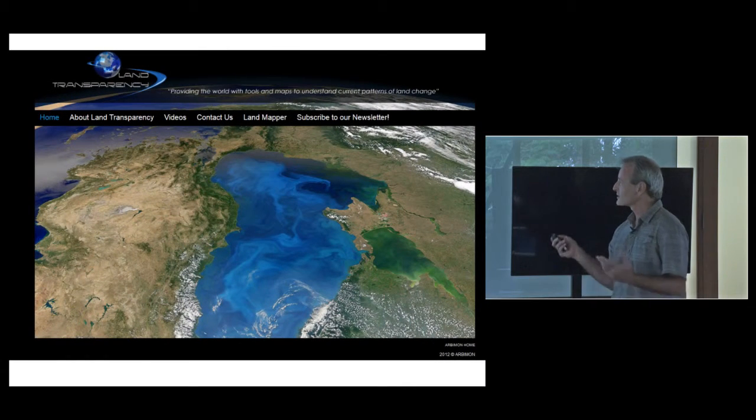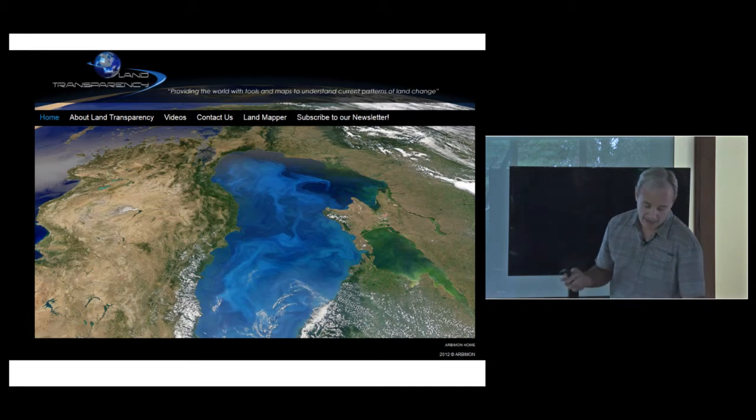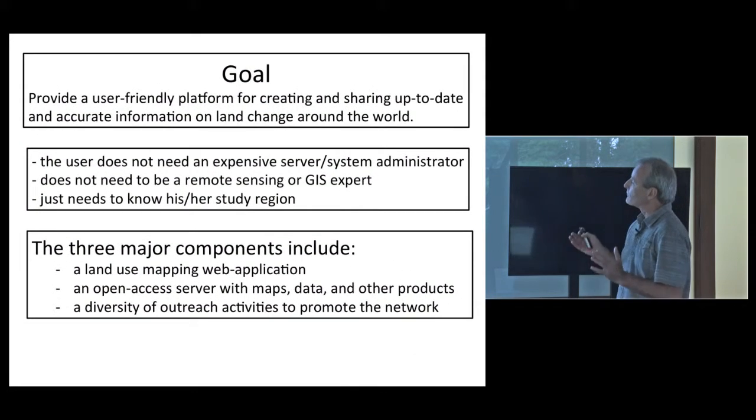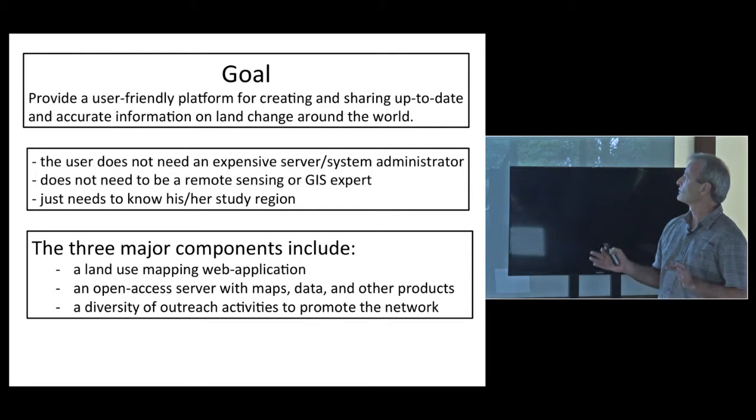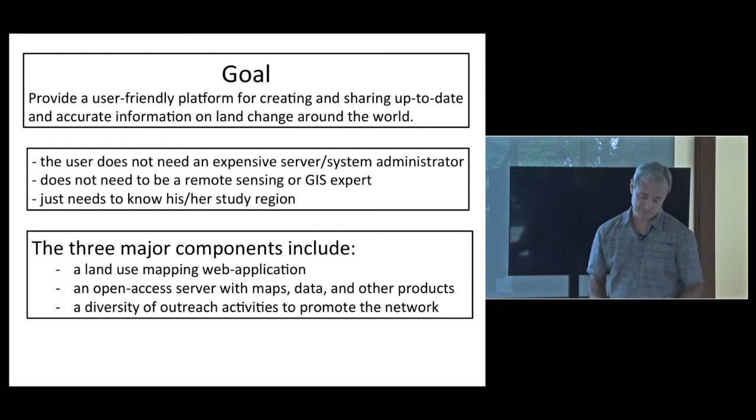The project is new, so it has different names. Sometimes we call it land transparency. Sometimes we call the application land mapper. We'll get to that later. But the goal of it is to provide a user-friendly platform for creating and sharing up-to-date and accurate information on land change around the world.